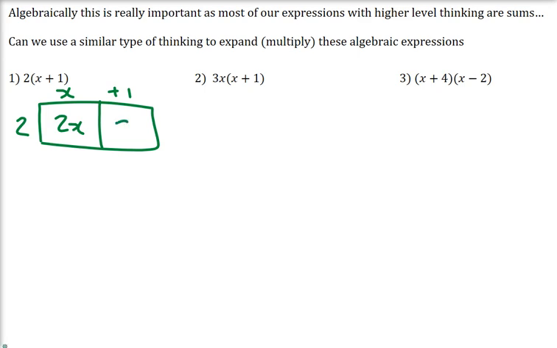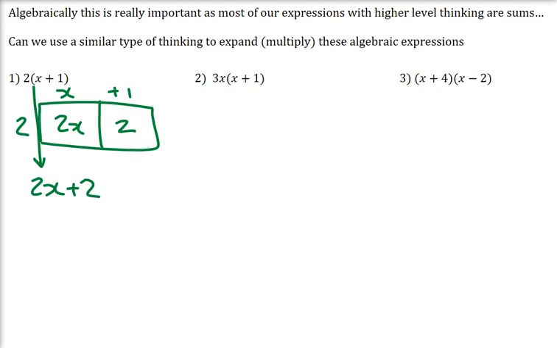That there, 2 and 1. The area of that rectangle is 2. So the area of the whole rectangle is simply what? Yeah, 2x plus 2. Just add those like terms. Oh, but there are no like terms, so it's just simply that. That is the area of that rectangle. That is that there expanded, using what we call the box method.